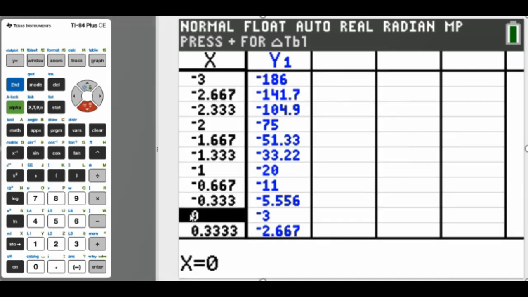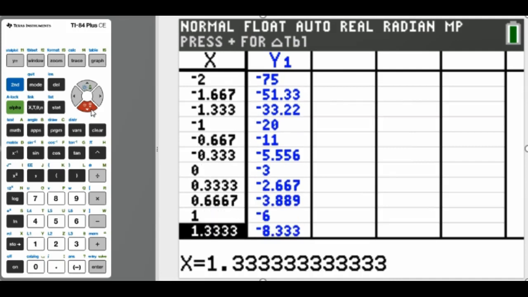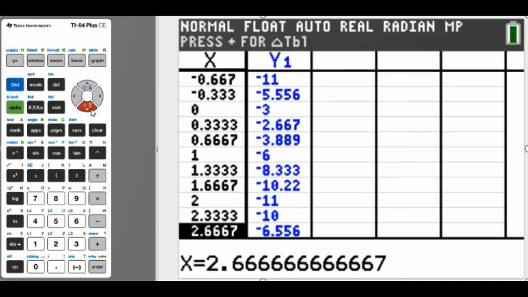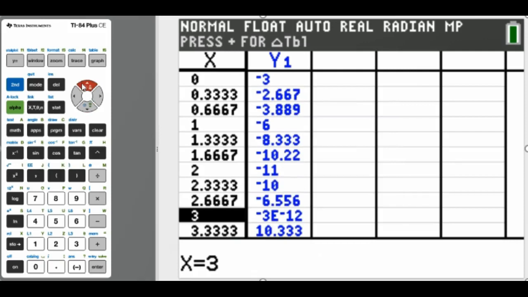This one that I just got to, this is not one of my solutions because its x is 0. I only have answers when y is 0. So I'm going to keep scrolling, and I can stop at +3. Oh, okay, so here's my 0.